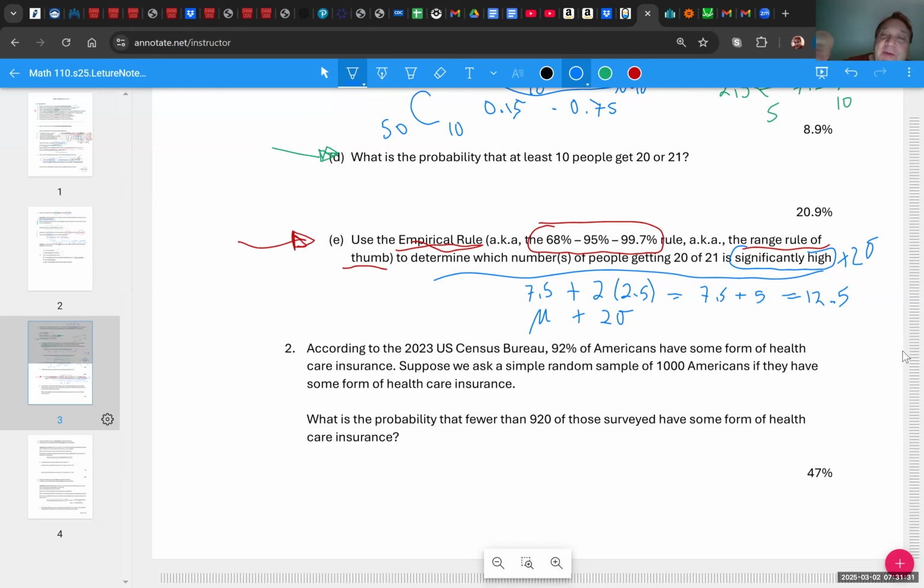Okay, so example number 2 I have right here. According to the 2023 US Census Bureau, 92% of Americans have some form of health care insurance, public or private. Suppose we have a simple random sample of 1,000 Americans. We ask them if they have some form of health care insurance.